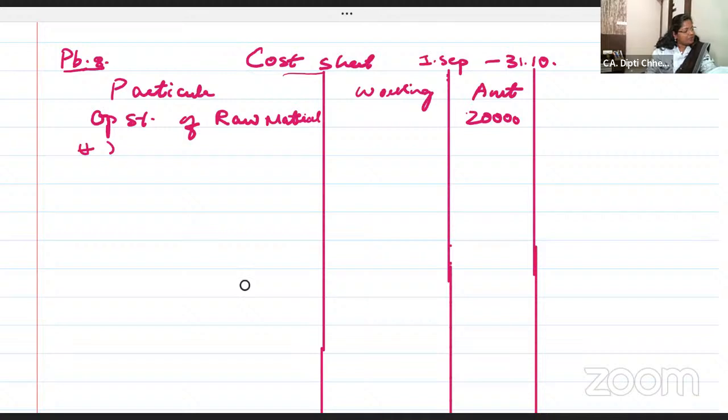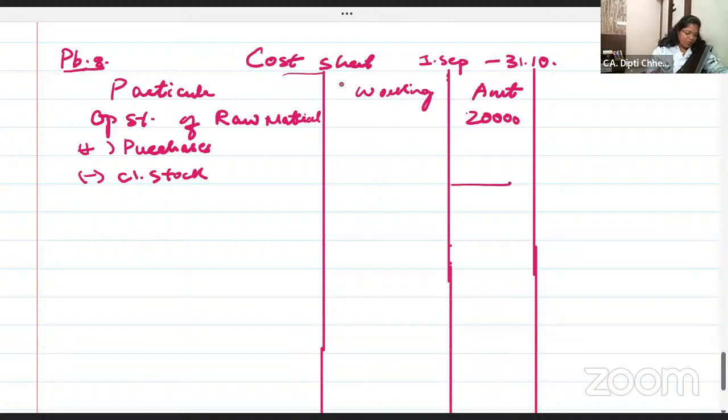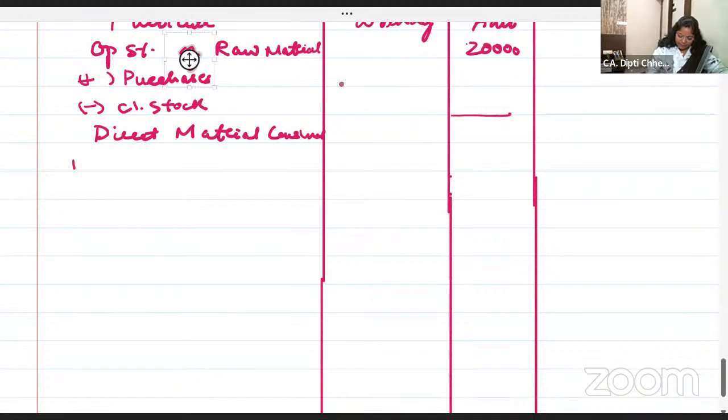Purchases दिया था ना आपको with carriage. Why am I not able to see the figure? Purchases was given. ठीक है. Purchases minus closing stock. We don't know. Will give you direct material consumed. Just whatever you know, go on writing.